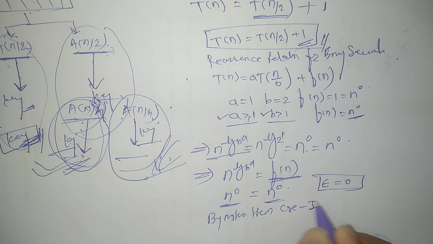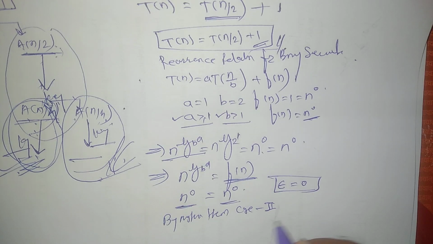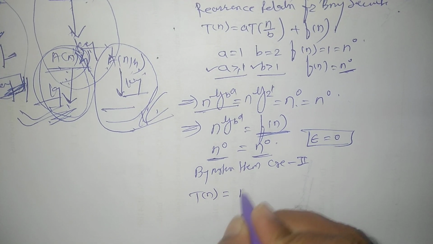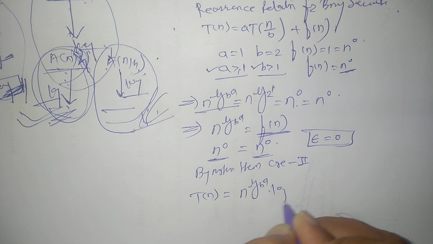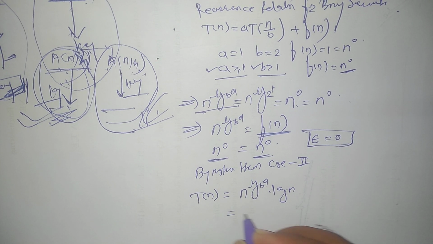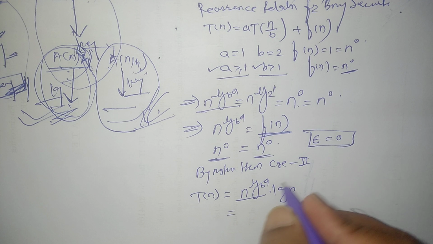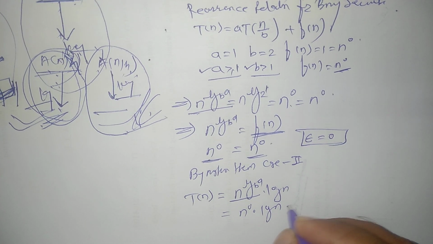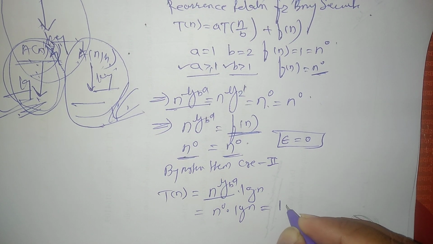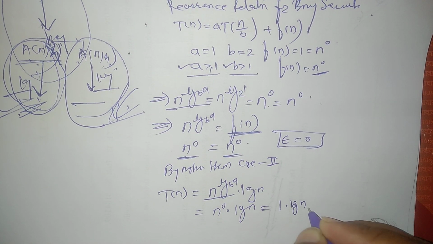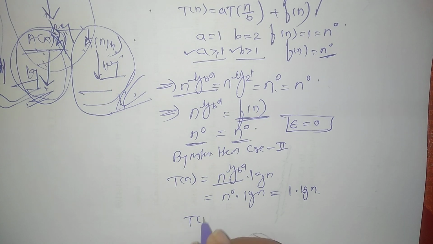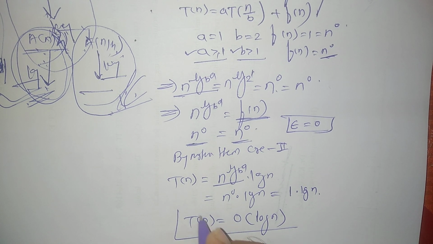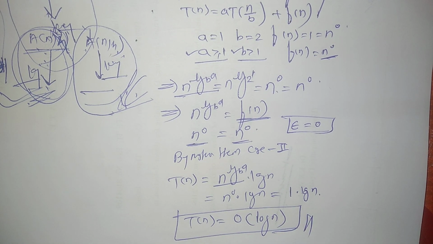case number 2, I can say that t of n equals n to the power log a by b into log n. Here n to the power log a by b is n to the power 0, into log n. n to the power 0 is nothing but 1, into log n. That is nothing but t of n equal to big O of log n. This is the complexity of binary search.